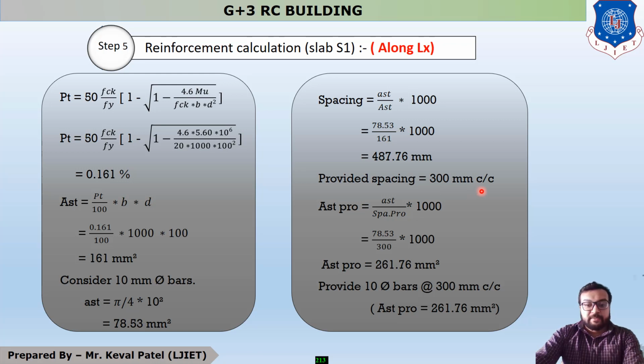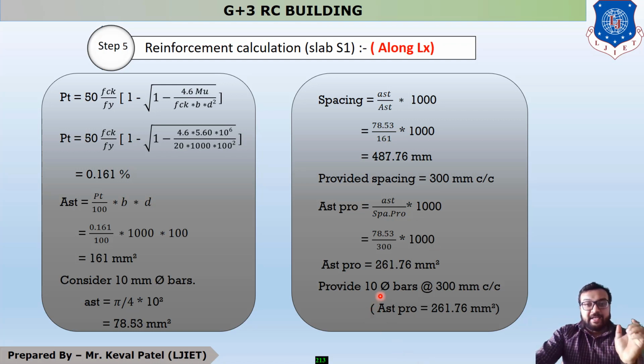After providing spacing, the next step is to find out AST provided. Now, what is the equation of AST provided? The equation is small AST divided by spacing provided into 1000. So students, after putting all these values, we will get our answer of AST provided. It is 261.76 mm square.